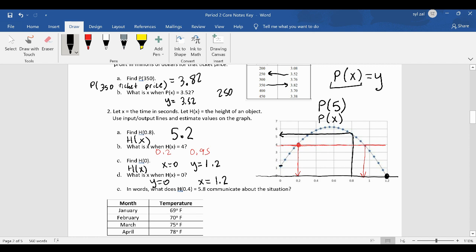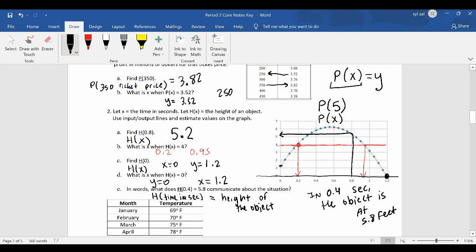And again, you're comparing the time in seconds and the height of the object. So if they say h of 0.4 is 5.8, keep in mind the x represented the time in seconds, while your output was the height of the object. So here, I would want a sentence to say what this exactly means. And this means in 0.4 seconds, the object is at 5.8 feet. So very specific. In this amount of time, this is how high it will be.